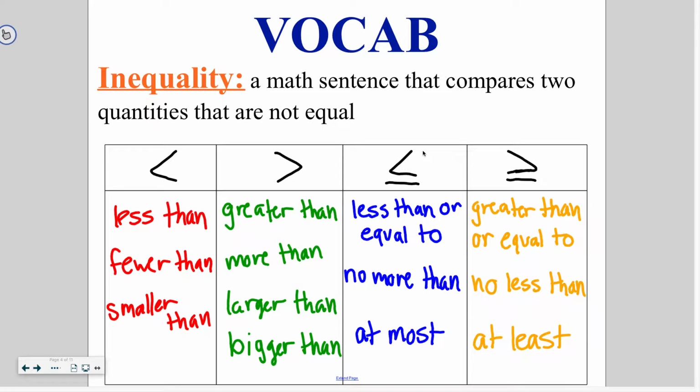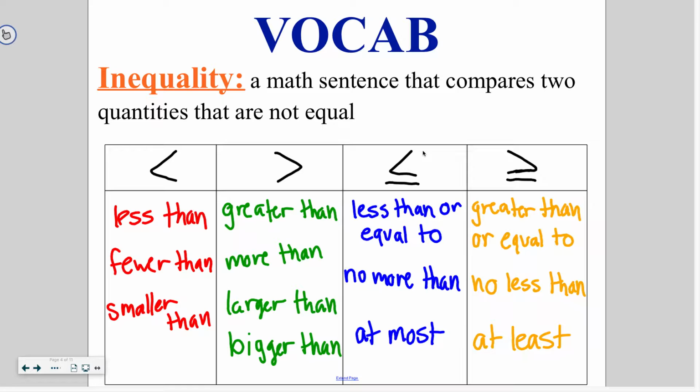When we're looking at inequalities, this is a math sentence that compares two quantities that aren't equal. Up until now, we've been talking about equations, and that has an equal sign in the middle because the left and the right side of the equation are equal to each other. There are four symbols for inequality: less than, greater than, less than or equal to, or greater than or equal to. And in this chart, you can see some other terms that would stand for those particular symbols.